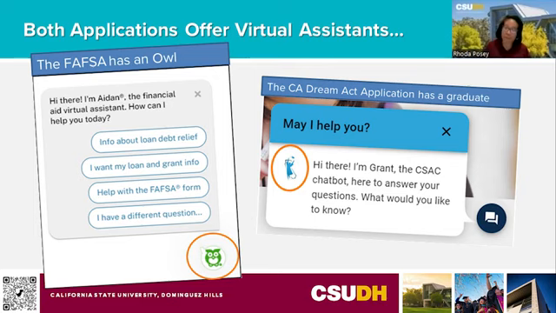Just a couple of tips here. Each application has their own virtual assistant. So the FAFSA has their AI, where you can engage with the app and ask them questions or whatnot, get some help. And the Cal Dream Act application has, in the lower right-hand corner, the little graduate icon there, okay?